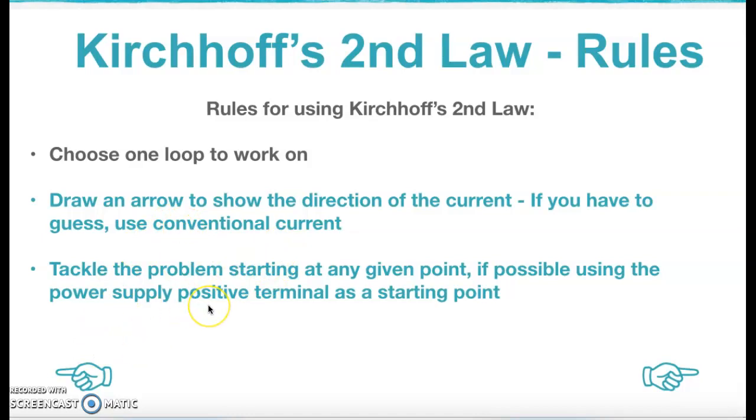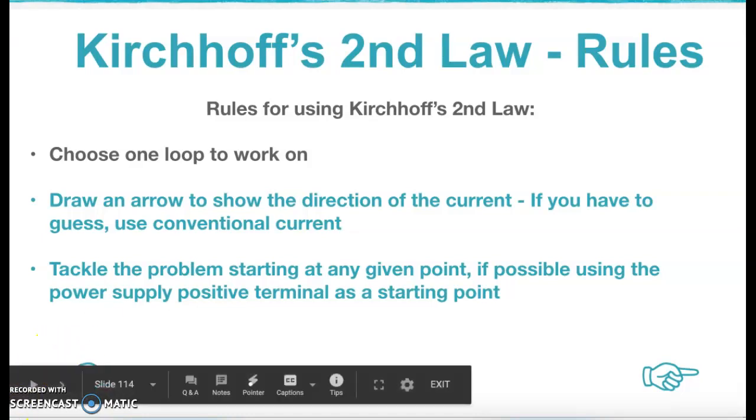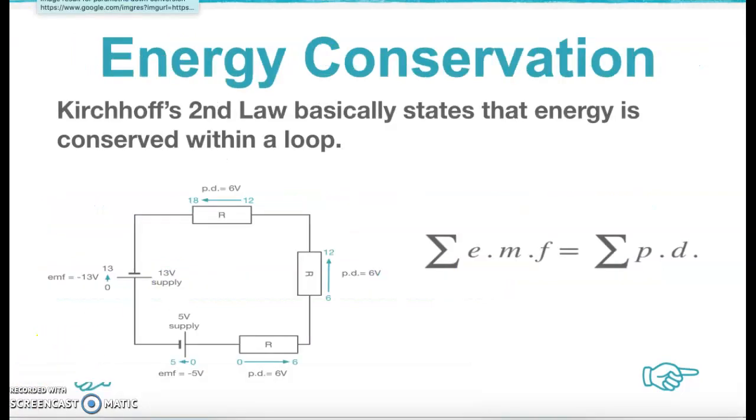And then thirdly, tackle the problem starting at any given point, if possible using the power supply's positive terminal as a starting point. So we kind of have two directional issues going on there. On the one hand, you need to have your current directions. On the other hand, you need to have a direction for you to solve the problem. You need to go round in a circle because it's a loop. Which way shall I go? Well, this is what I'm going to show you. So what do we mean by that?